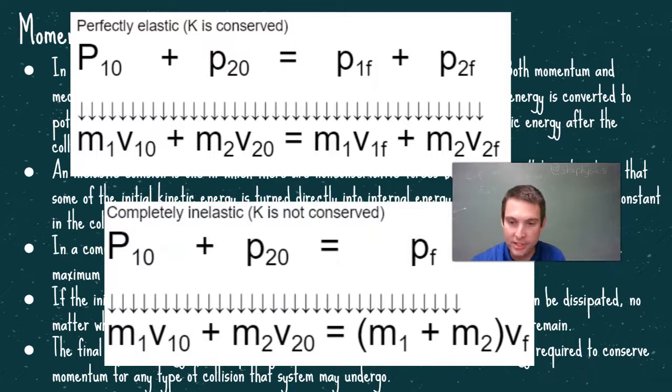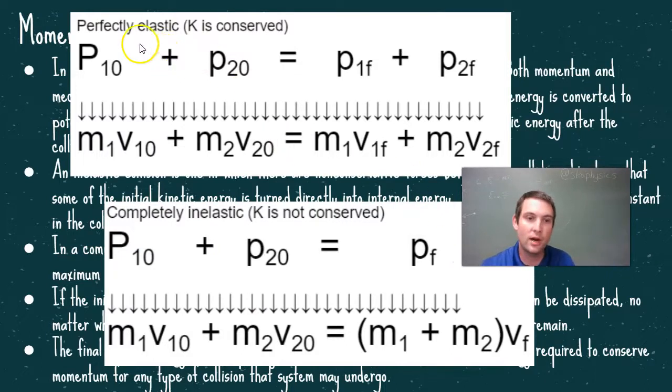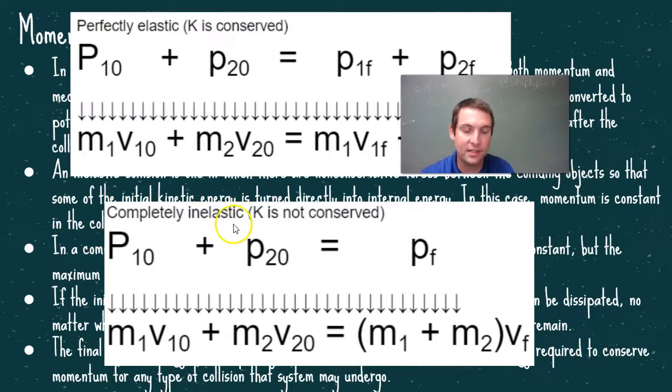Here we have the two equations for a perfectly elastic collision. Kinetic energy is conserved. This equation consists of two objects within the system: P1 naught plus P2 naught equals P1F plus P2F, and then broken down even further. For a completely inelastic collision where the two objects stick together, we have just one combined momentum because the masses combine to become one. Momentum is always conserved in all collisions unless there's an external force acting on the system.